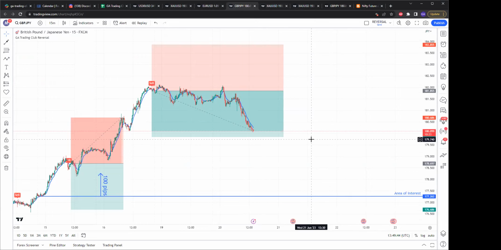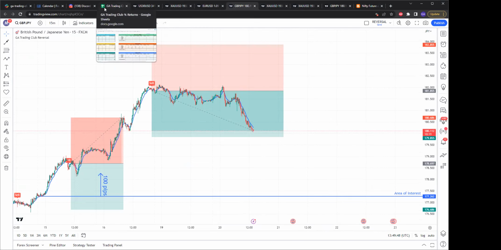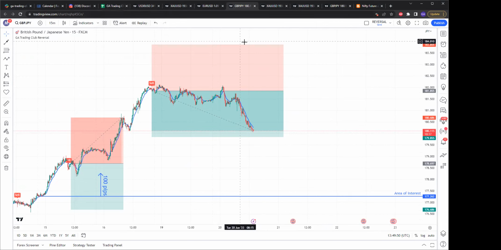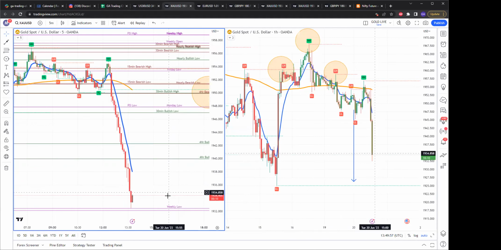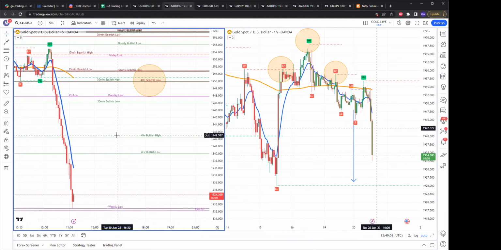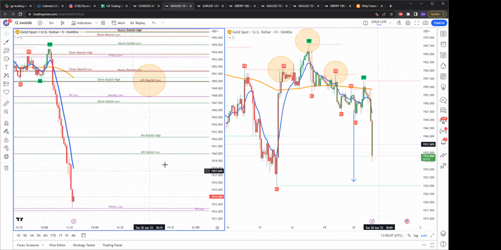And actually, I could have easily done the same lot size on a 100K account and been up whatever amount. But anyway, for gold, what I'm watching, if gold does come back up, is this 4-hour bullish high and 4-hour bullish low. We have a 4-hour bullish high at 1942 and a 4-hour bullish low at 1940.